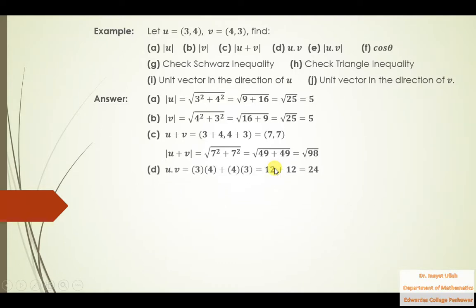The fourth part is you need to find the dot product of u and v. How could you find the dot product of u and v? That was studied in the previous slide in this lecture. It is equal to first component into first component plus second component into second component. So calculate this sum to get the dot product of u dot v.